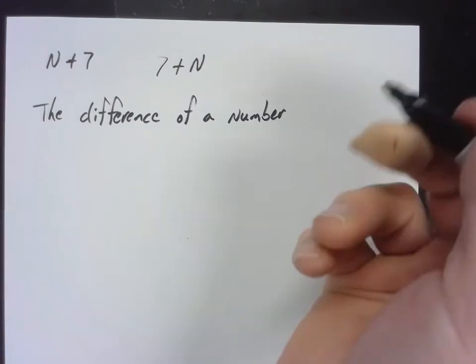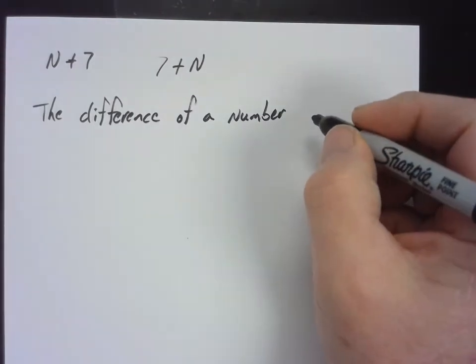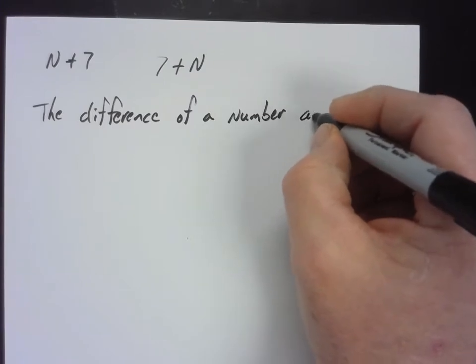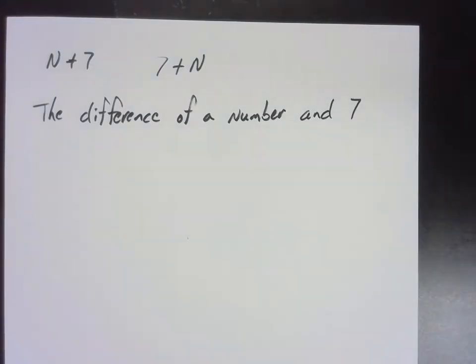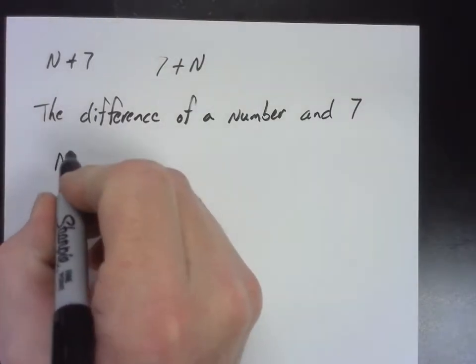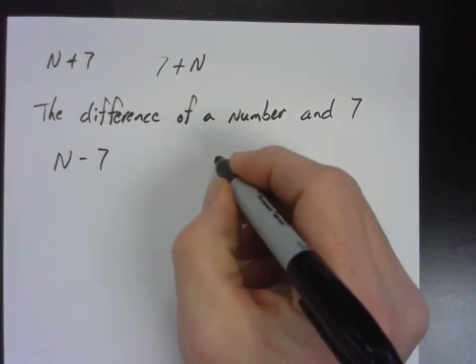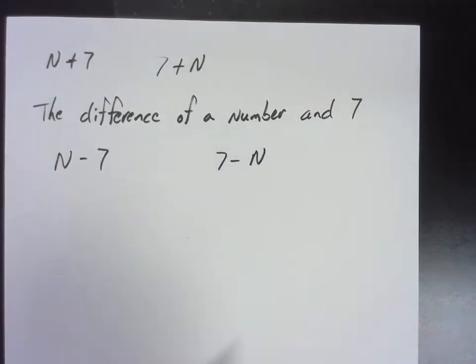So this number is just some number, doesn't matter what it is, and we usually use n for some number, although you could use x or any variable you like. The difference of a number and 7. What does difference usually tell you? Subtract. Find the difference between two things. So here's the difference. Would this work as well?